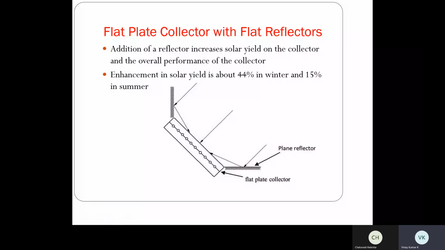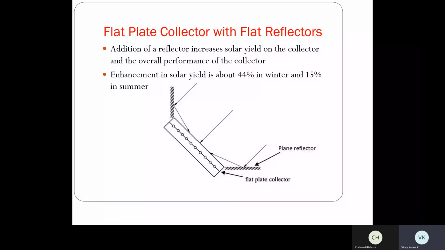If additional reflectors are added to the system, they increase the total solar yield on the collectors, about 44% in winter and 15% in summer. These additional components increase the solar heat exchange, 44% in winter and 54% in the summer season, which is consistent with more hot water demand in winter. These kinds of flat plate collectors are more in demand in winter systems.